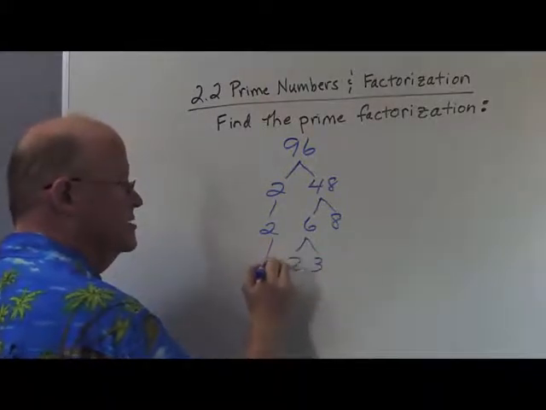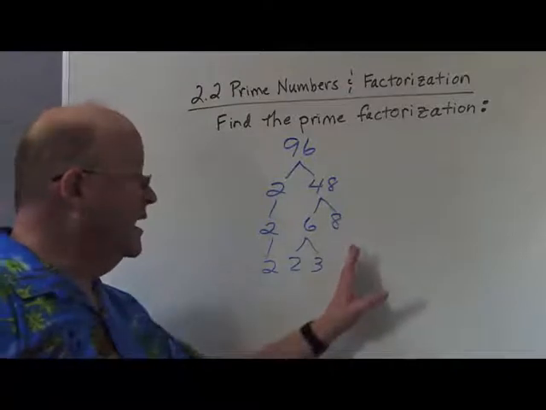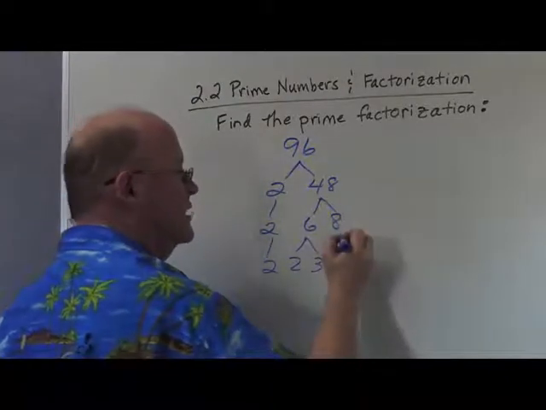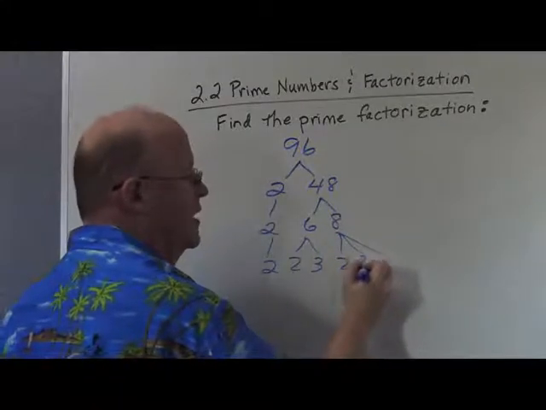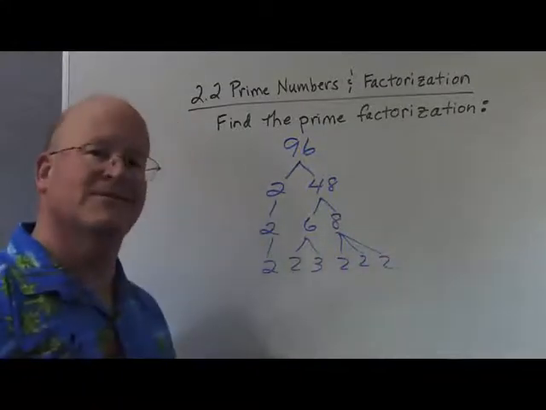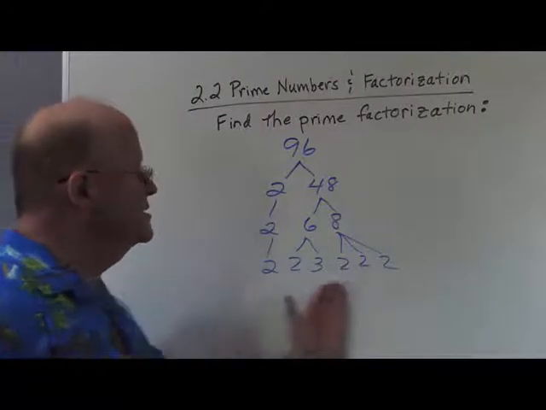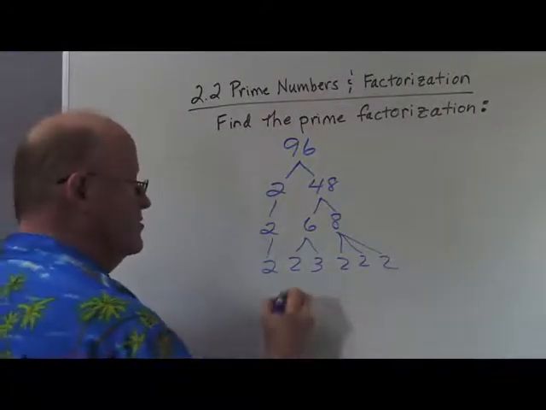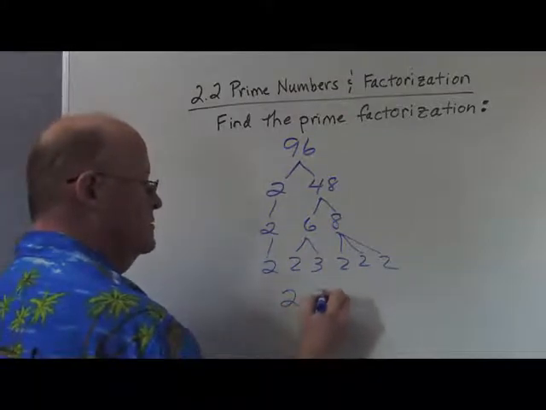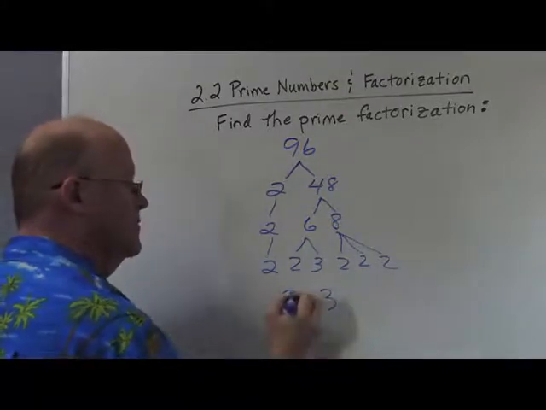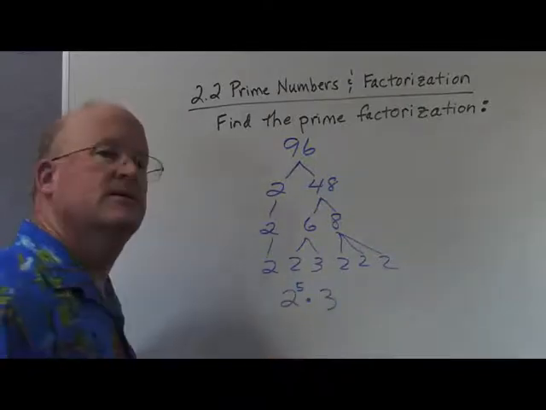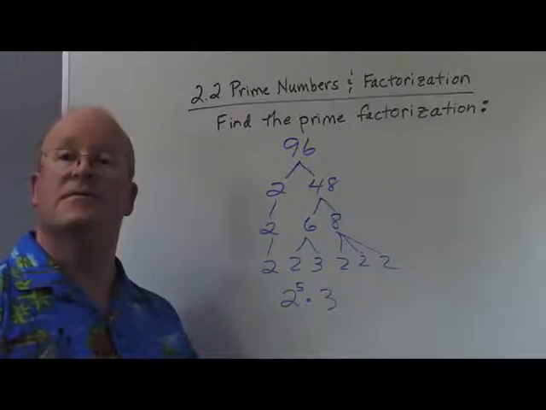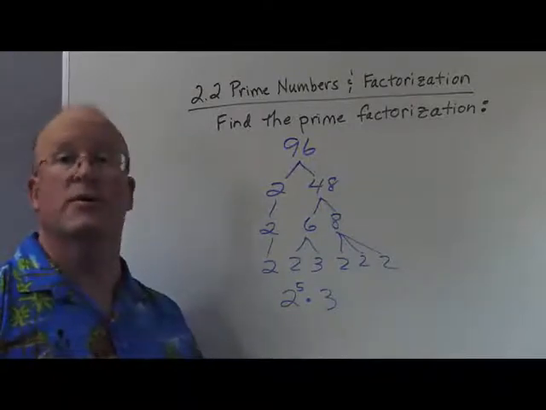I'm going to continue to break my 2 down. Now, with my 8, normally we go 2 times 4 and then break the 4 down. I see 8s so often, I just get used to making that 2 times 2 times 2. Now, all of these numbers in the bottom row are prime, and all we have are 2s and 3s. So I'm going to write 2 times 3. The 2 shows up 5 times, and that would be 2 to the 5th times 3. We could also use the other method of dividing out prime factors, as I showed you on the last example.